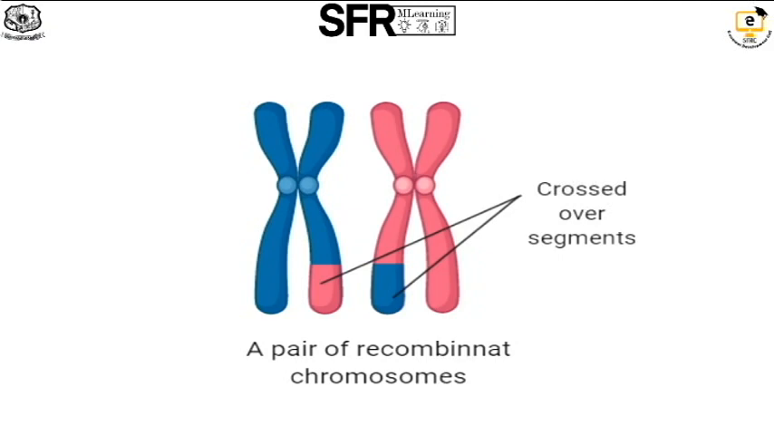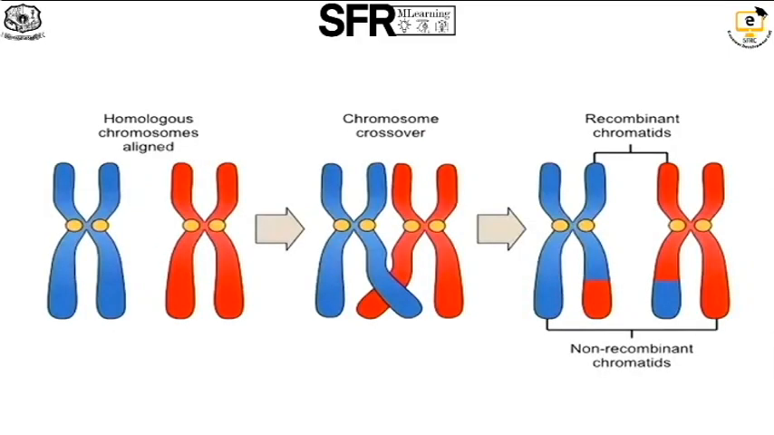So, this is the final stage. The two chromosomes pair and it becomes recombinant chromosomes. These are the mechanisms of crossing over. First they come closer and start pairing, and finally we get the recombinant chromosomes.